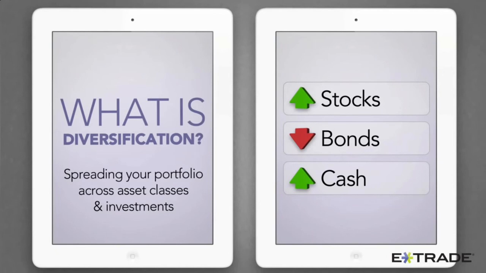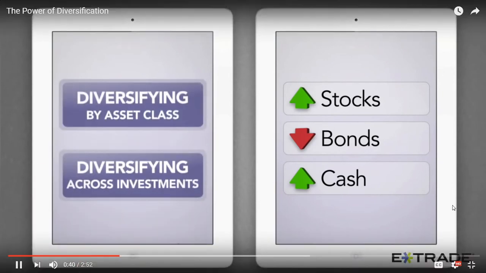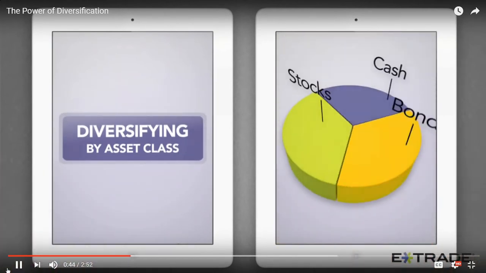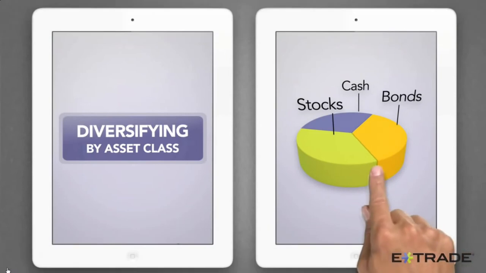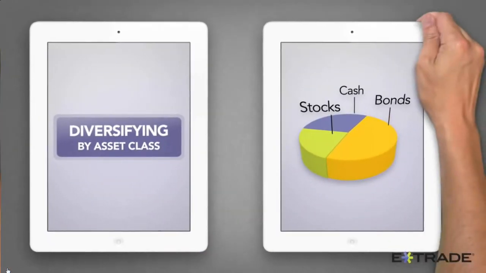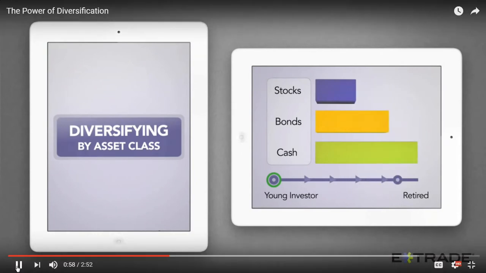In general, there are two main ways to diversify: diversifying by asset class and diversifying across investments. Most investors start by deciding how to allocate their assets among stocks, bonds, and cash. How you do this depends on your investment objective and time horizon. Generally speaking, the younger you are, the more equity such as stocks you should hold. As you approach retirement, you'll gradually shift toward more conservative investments like bonds and cash.